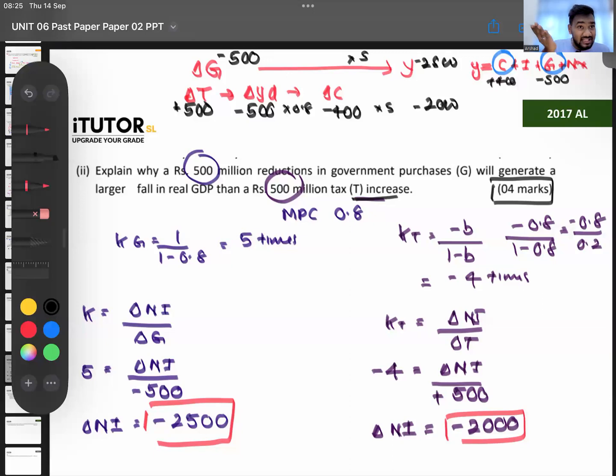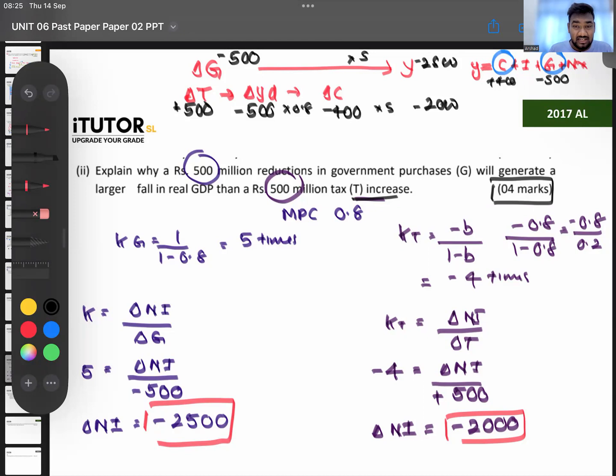However, an increase in tax does not directly impact the national income. You can say an increase in tax will first affect disposable income. Only a part of that disposable income is passed on to consumption. For example, an increase in tax of 500 will cause a disposable income fall of 500. But from this fall of disposable income of 500, only 0.8 of it, only 400, will be passed on to consumption, which then affects national income. You do that and you can explain, guys.